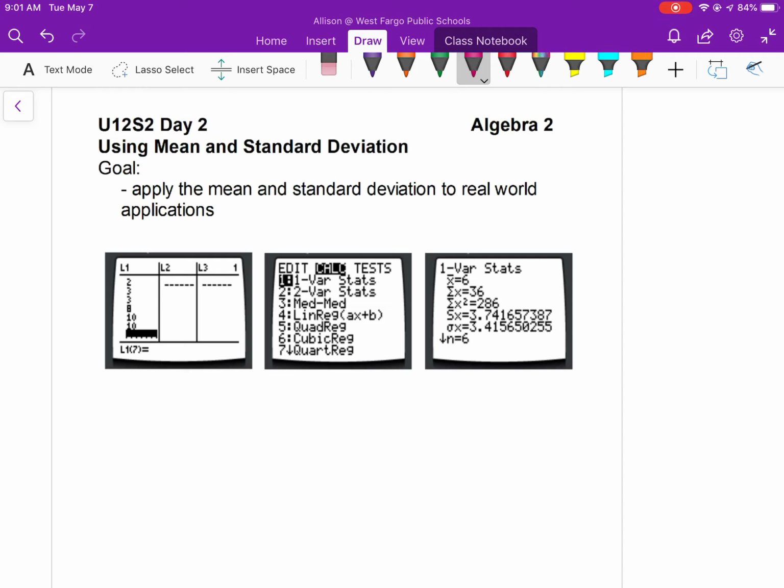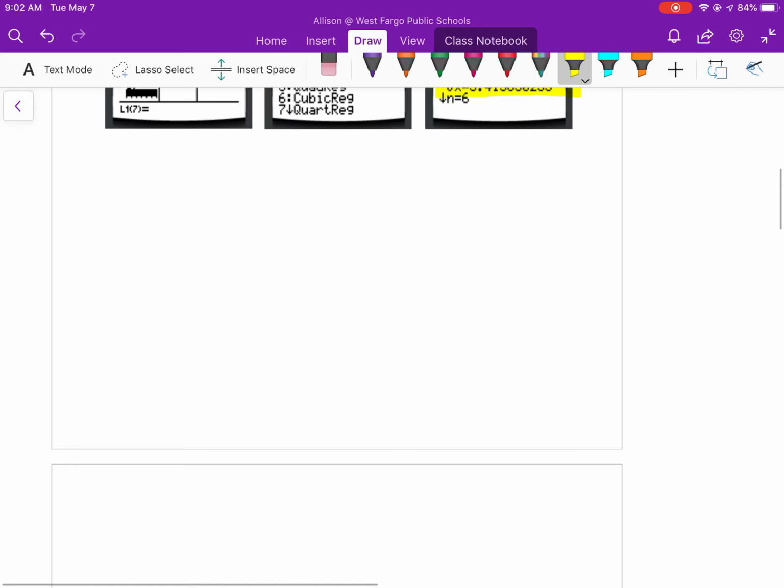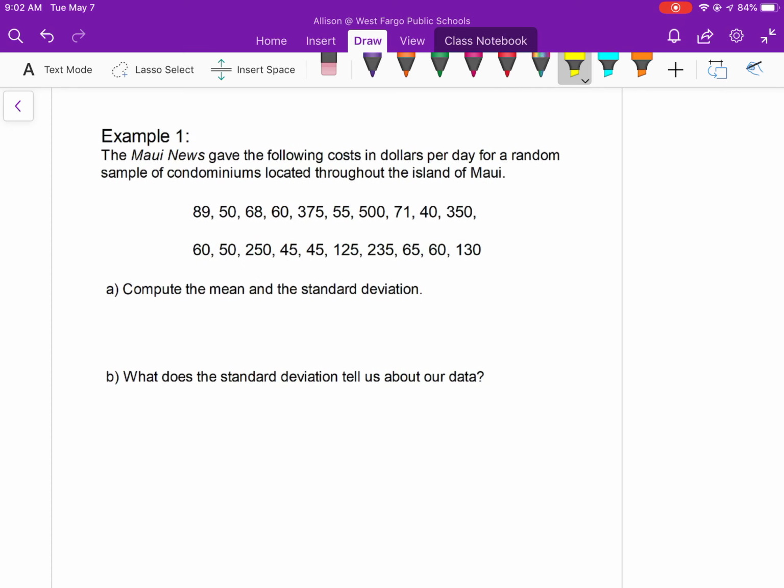You put the data points in your list when you go to Stat Edit, and then you choose the one variable statistics, and then the mean is the x bar and the standard deviation is the sigma of x. So here are just some examples using the average and the mean and the standard deviation. Remember that the closer the standard deviation is to 0, the more consistent the data is.